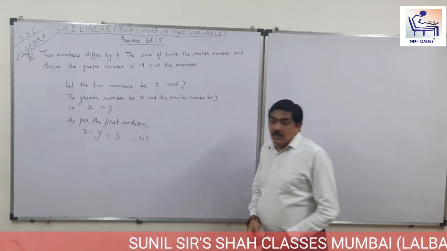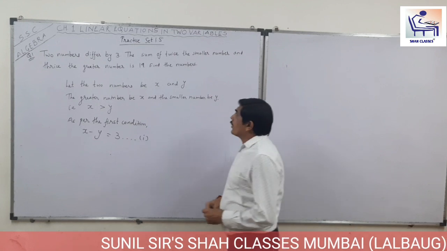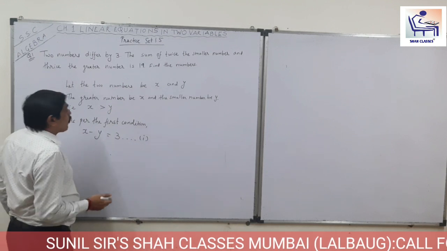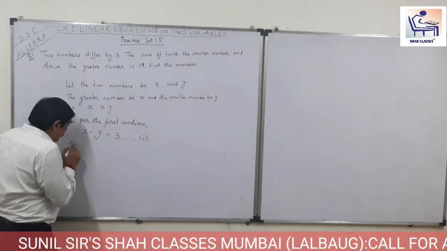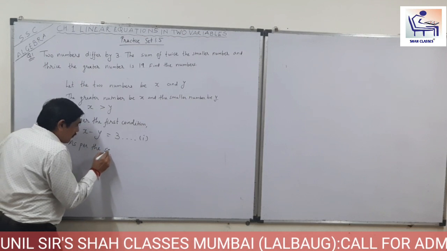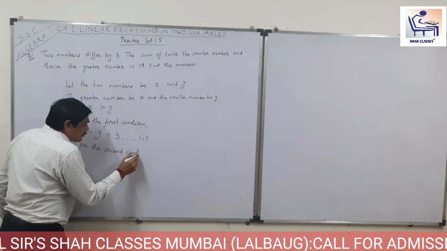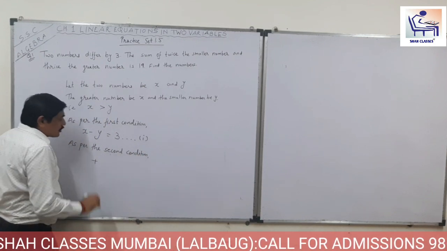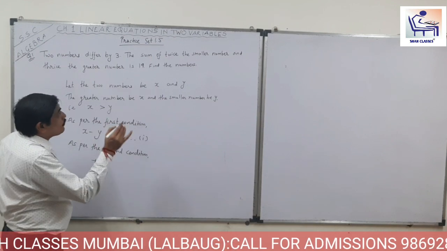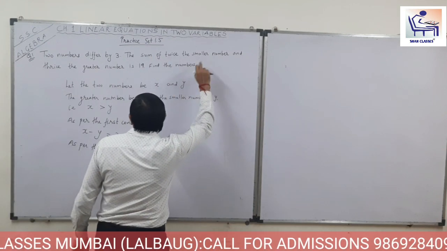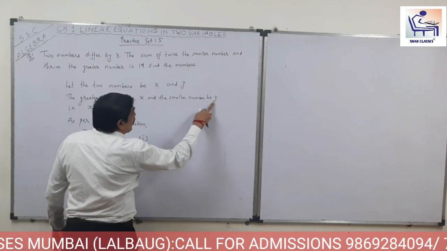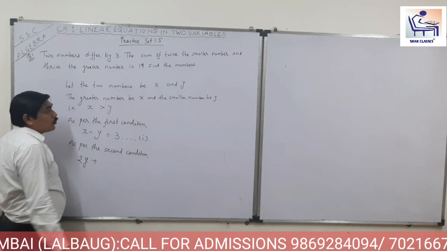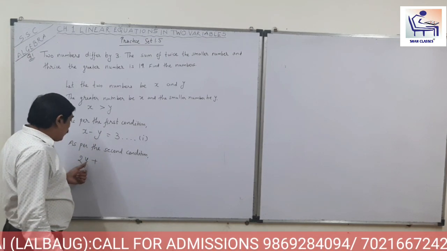Now we will move towards the second equation. You can check that second equation. The sum of twice the smaller number. So first of all, I will write as per the second condition: sum of, so first of all I understood there is a sum means plus, sum of twice the smaller number. So I will say 2y. Twice means 2 times y.